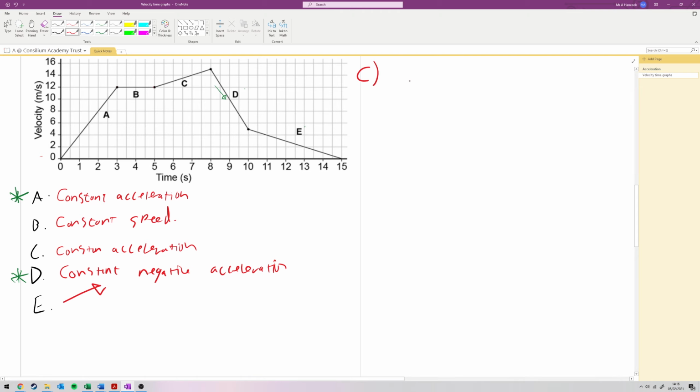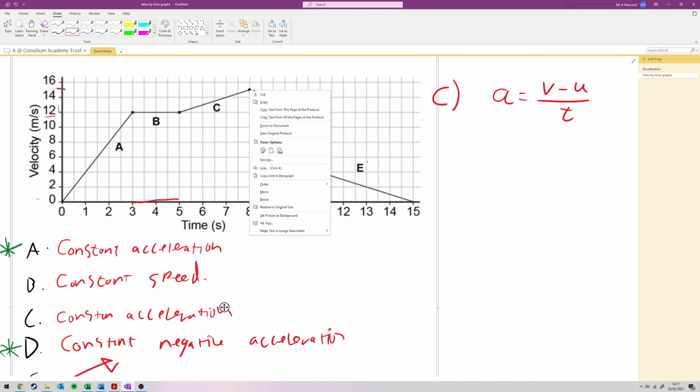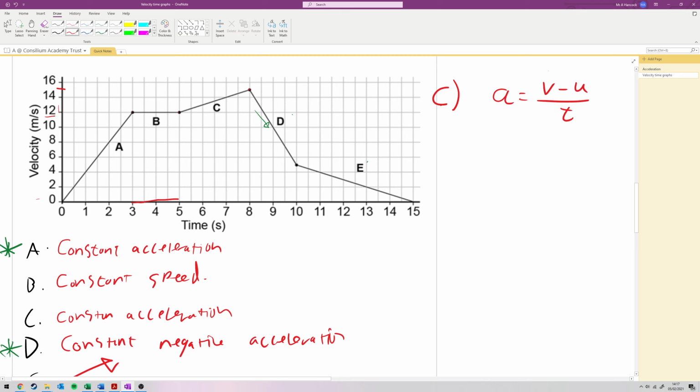I'll do C first. So we need this equation: a equals v minus u over t. The end velocity is 15, so v equals 15. The start velocity equals 12. And the time taken is from here to there. So that's 1, 2, 3 seconds. So t equals 3.